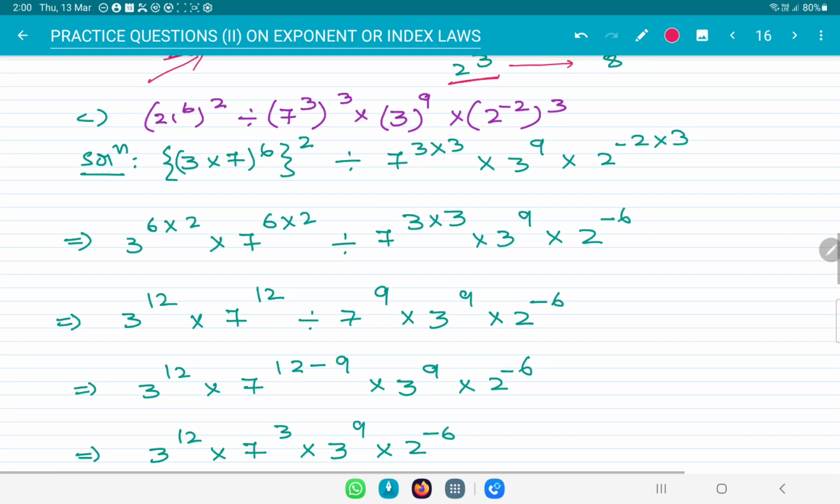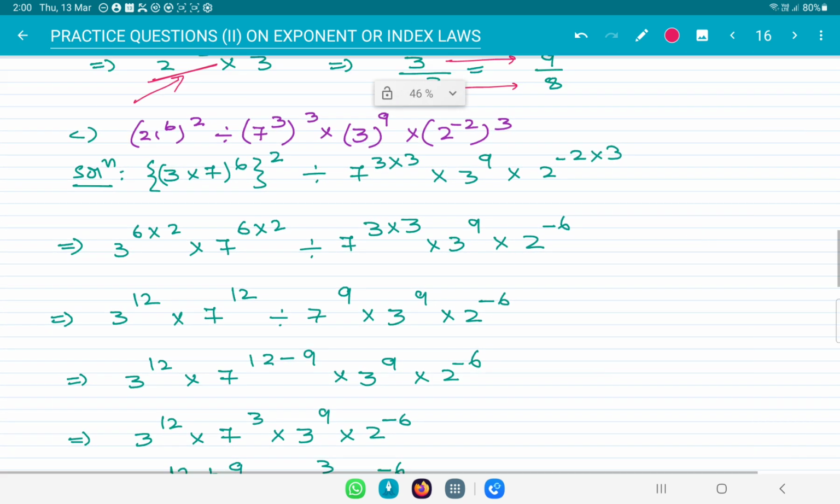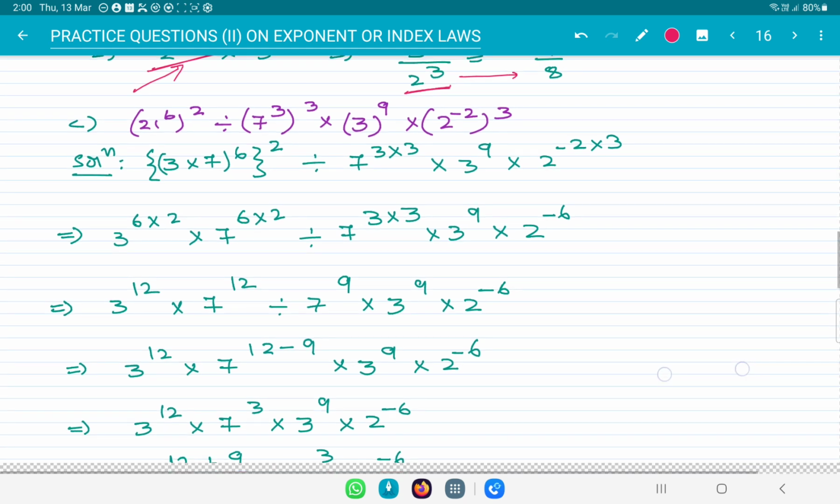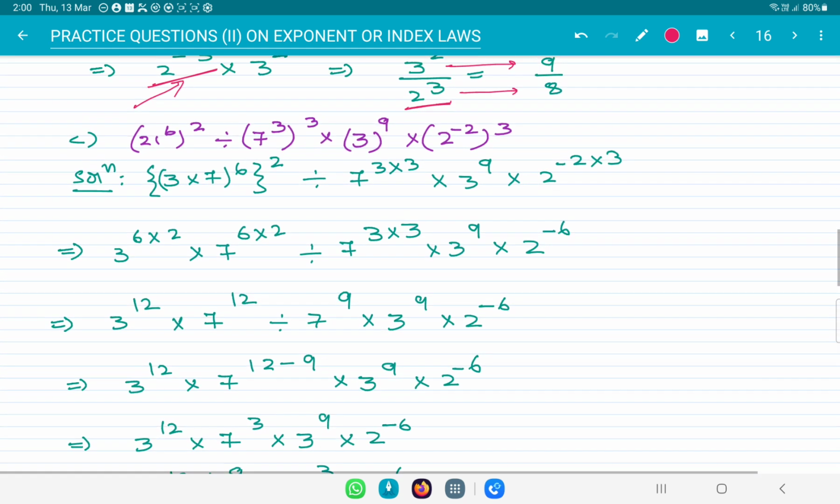Clear? Now the next question. The next question is 21 raised to the power 6, whole raised to the power 2, divided by 7 raised to the power 3, whole raised to the power 3, multiplied by 3 raised to the power 9, multiplied by 2 raised to the power minus 2, whole raised to the power 3. Okay, again I will say don't rush to do the sum. Look at your sum carefully. You can get many clues if you see carefully.